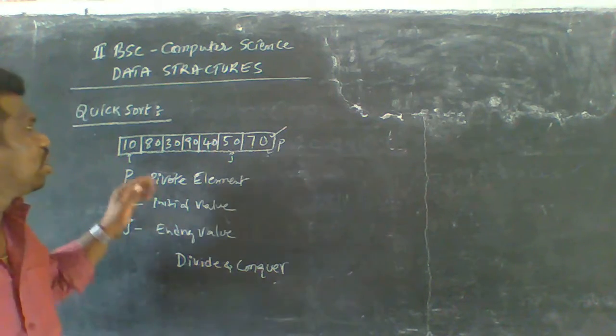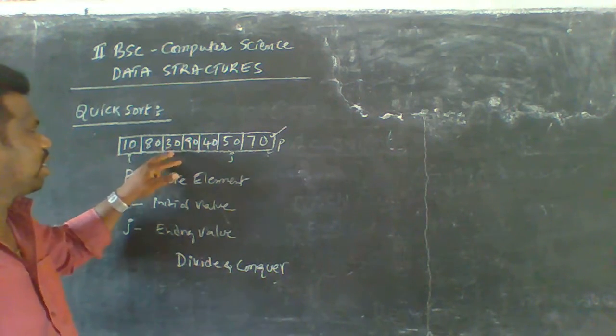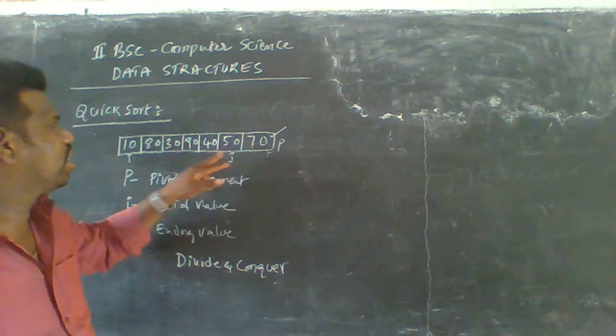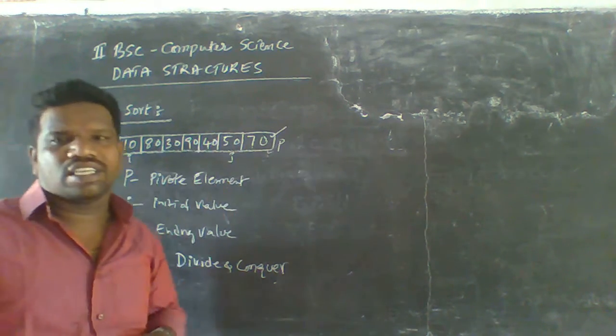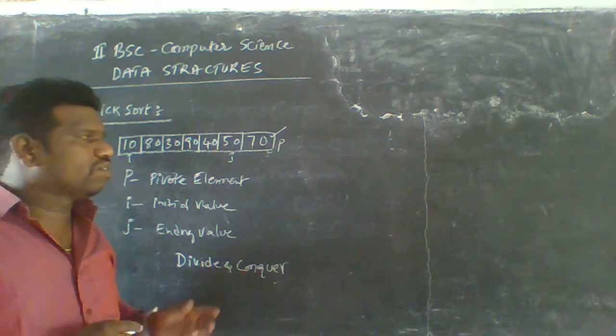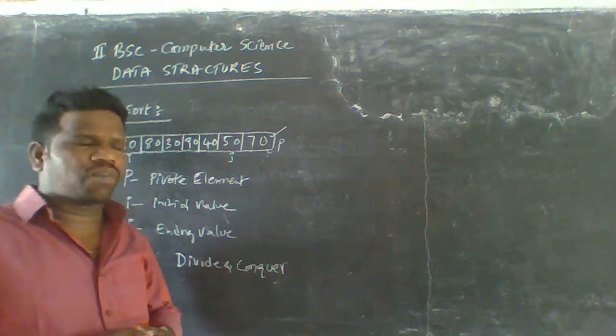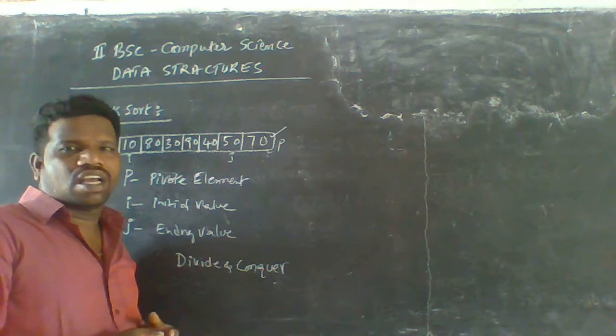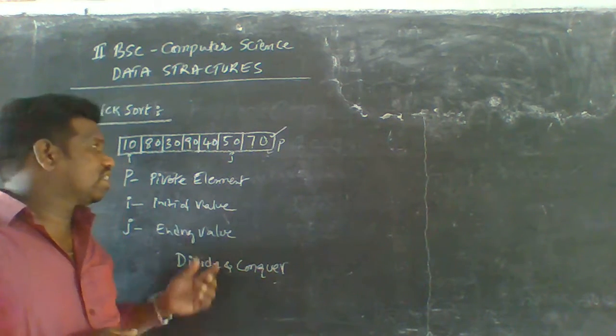So first we take 10, 30, 40, 50, 70, 80, and 90 as the sorted list. Now I'm going to explain this quicksort.